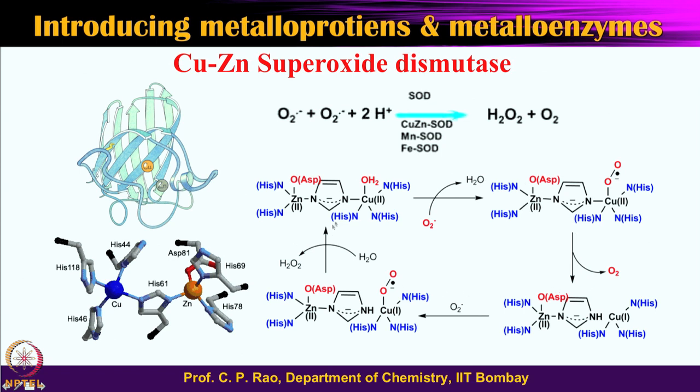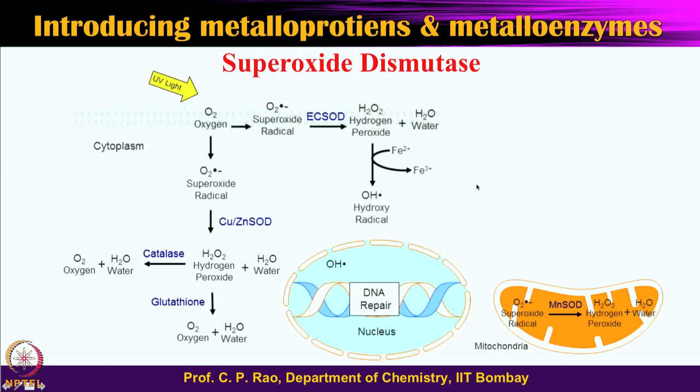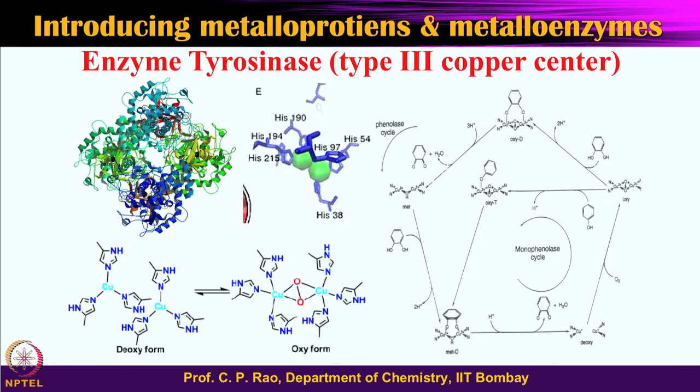So, you could see how the enzyme is undergoing change from copper 2 to copper 1 and copper 1 to copper 2, the O2 minus to O2 and the O2 minus to O2 minus. So, this is the kind of thing that we have in all these. We have seen quite a good number of examples of all these.